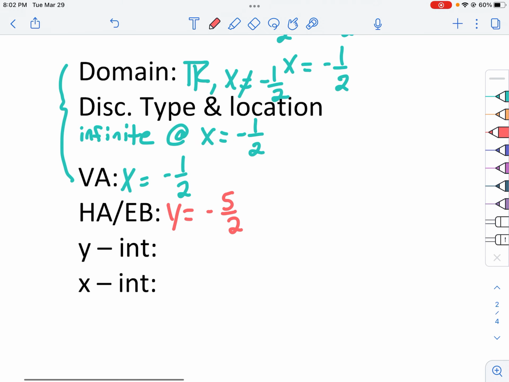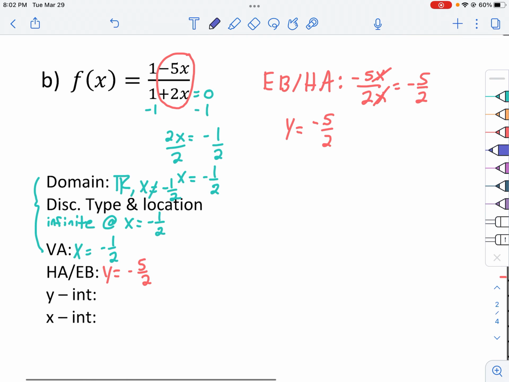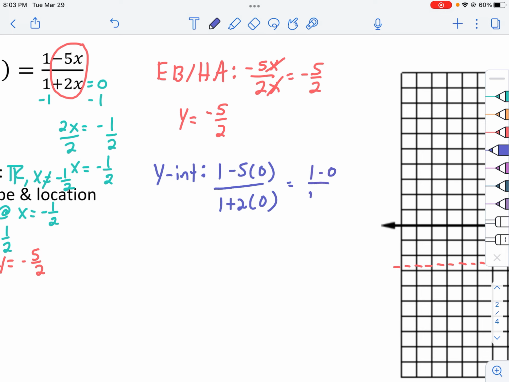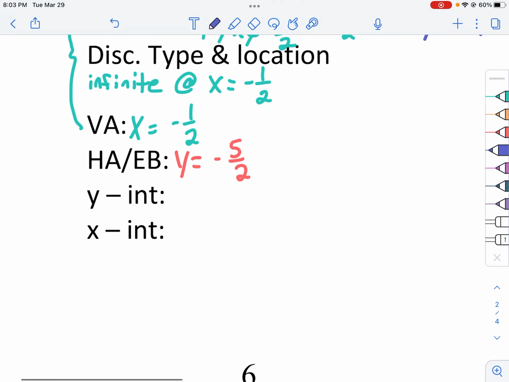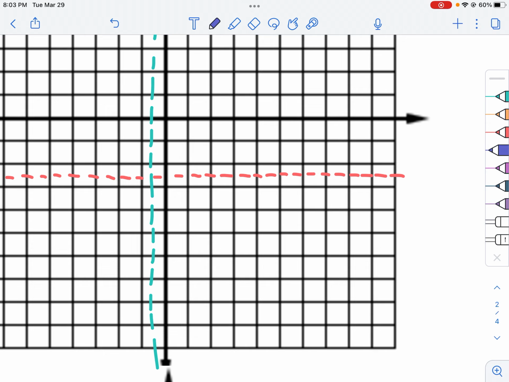The next thing on our list is the y-intercept. Y-intercept always occurs when you plug in an x value of 0 into the original equation. So if we're trying to find the y-intercept, we're going to plug in 0 for x, so 1 minus 5 times 0 divided by 1 plus 2 times 0. That's going to give us 1 minus 0 over 1 plus 0, which is just 1 over 1, which is 1. So the point for the y-intercept, we plugged in 0 for x, we got out 1 for y, so 0, 1. And we can graph that point. So 0, up 1, puts us right here.